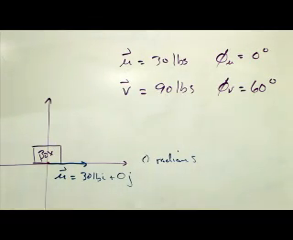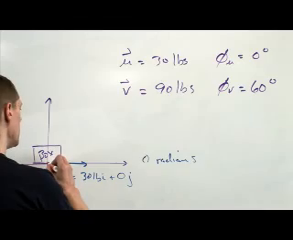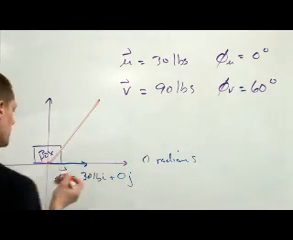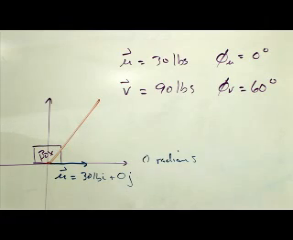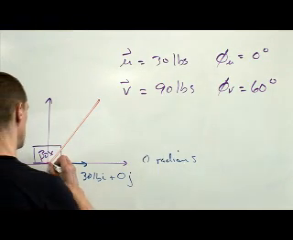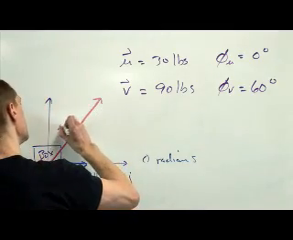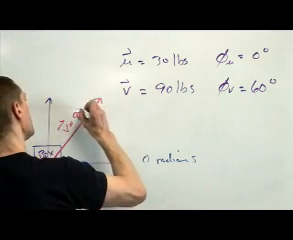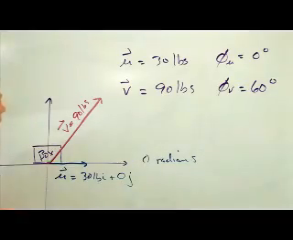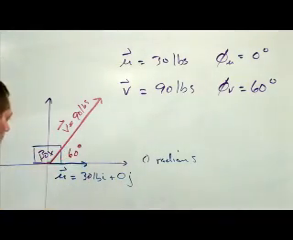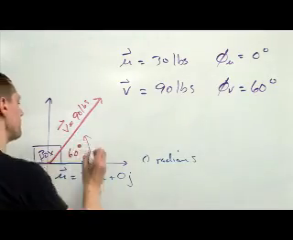Now we know that v is 90 pounds, and it's up at 60 degrees. I will attempt to make this look somewhat correct. And this orange is not doing so well today, so I guess we will go with red. Okay, so this is v, and this is 90 pounds, and in this direction, and this is 60 degrees, this angle right here.